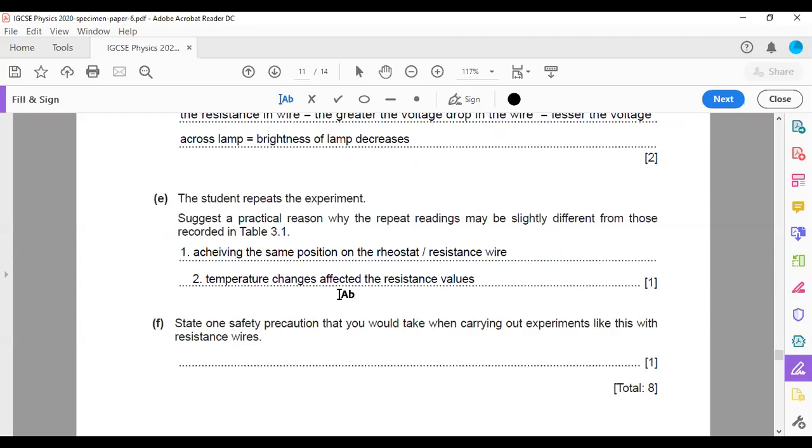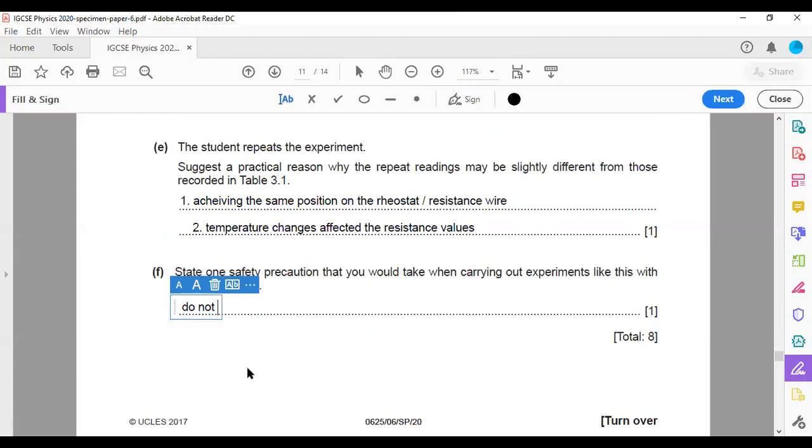State one safety precaution that you would take when carrying out an experiment like this with resistance wires. So you're dealing with resistance wires. First thing, do not touch the hot wire with your bare hands.